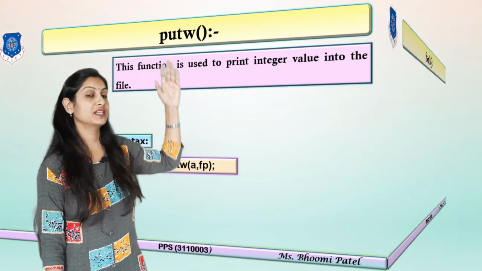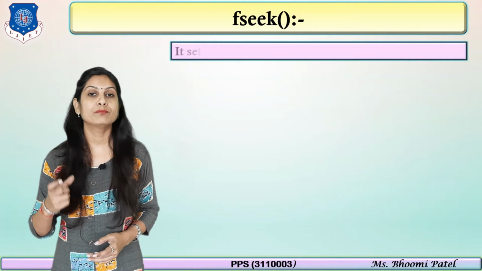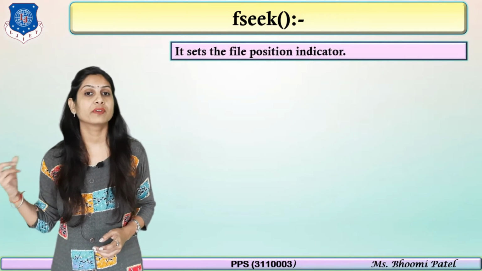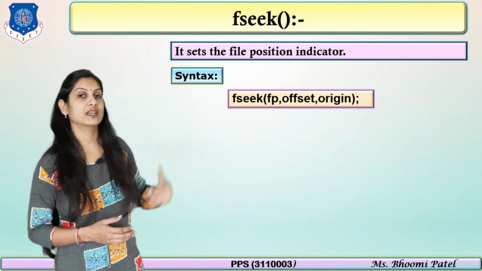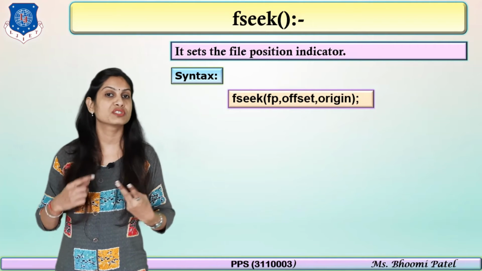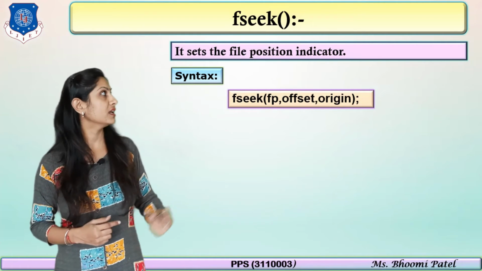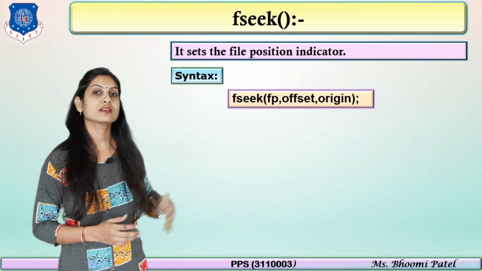Now the next function is fseek. This function is used to set the file pointer to a different location. So how is it used? Let's see the syntax. The very first is the fseek function, then you have to use three arguments. The first is the file pointer fp, second is an offset, and third is an origin.